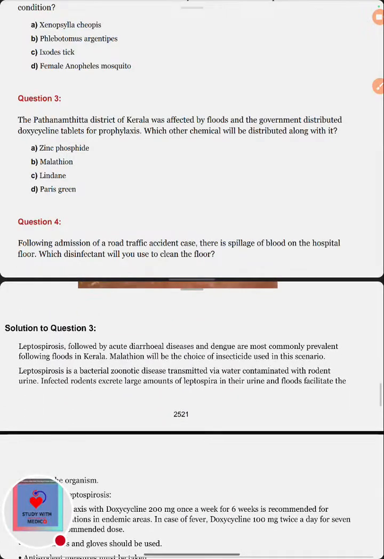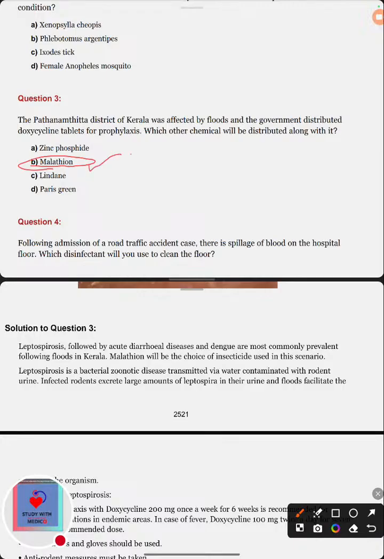So the correct answer is malathion, because malathion is an insecticide. It can prevent the spread of other diseases. Okay, malathion can be distributed. Leptospirosis followed by acute diarrheal disease and dengue are most commonly prevalent following floods in Kerala. Malathion will be the choice of insecticide used in this scenario.